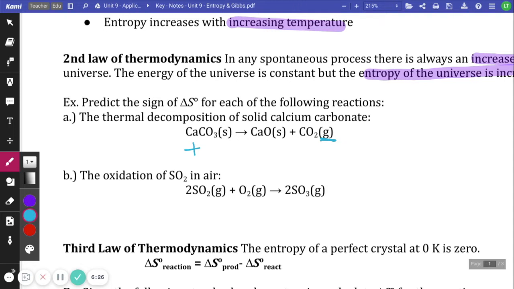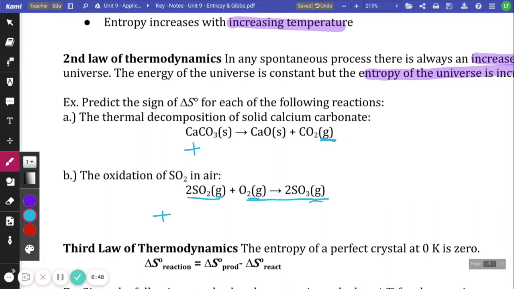Okay. So for this one, we are all in gas the whole time. So we have no phase change going on. There's no solutions being formed. But what we do see is we go from 2 moles to 3 moles. So we're making more moles again. So this one is also going to be a positive.